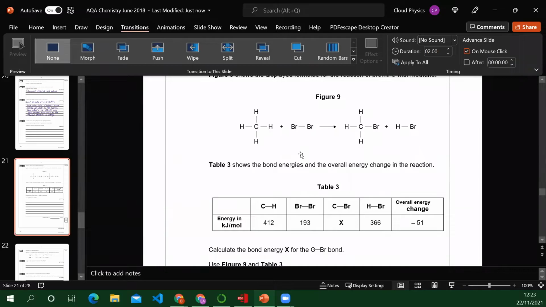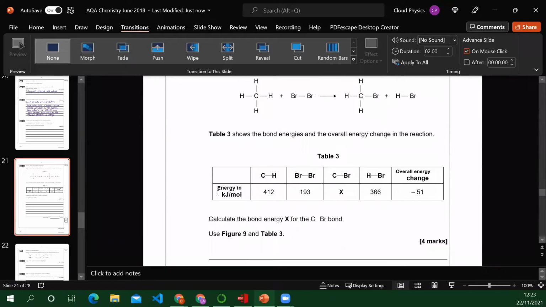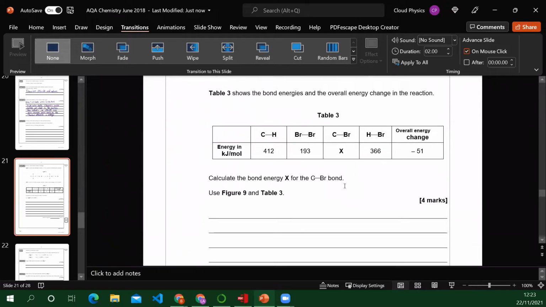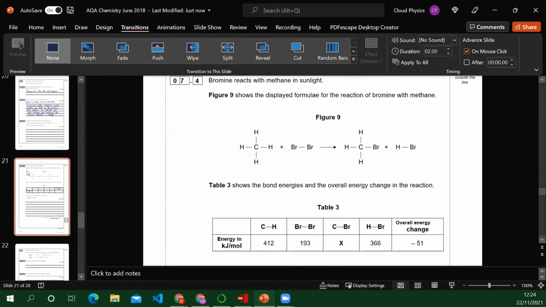So table 3 shows the bond energies and the overall energy change in the reaction. We've got the bond energies: the carbon-hydrogen bond, 412, bromine-bromine, 193, C-Br unknown, I'm going to work that out, HBr, 366. Overall change, minus 51. So it's losing that energy. So let's look at what we need to do. Calculate the bond energy.